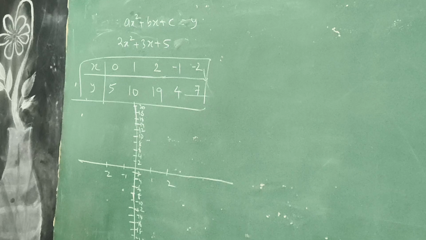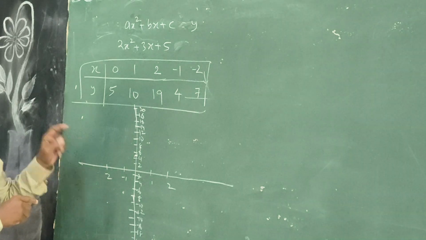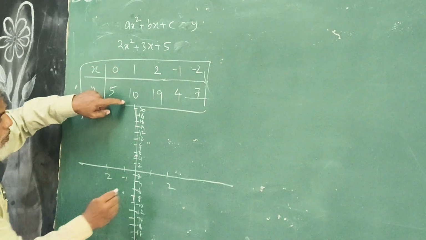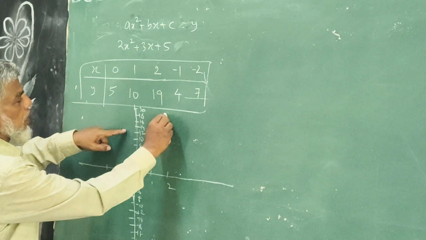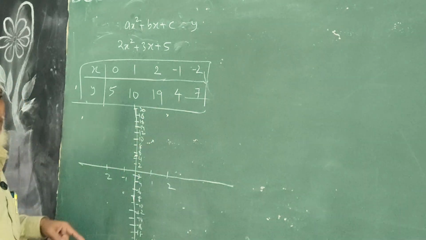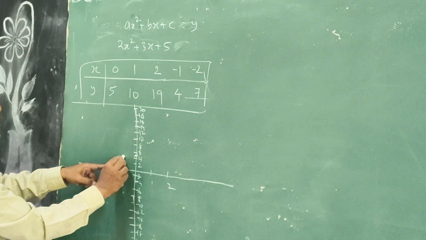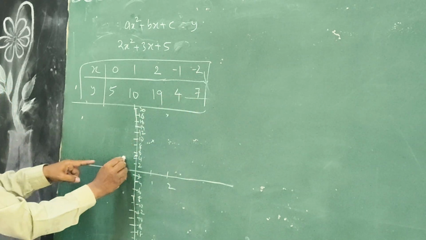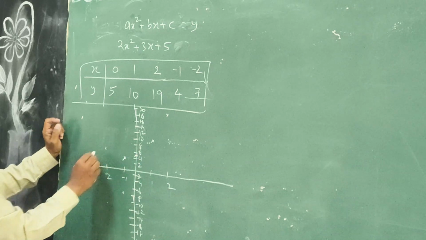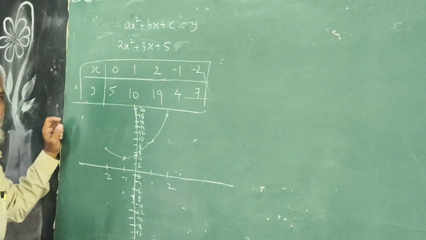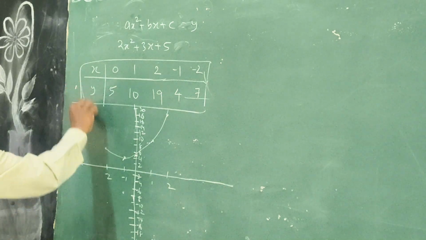0, 5. So what is 0, 5? 0, 5 is here, correct? 1, 10 is here. 2, 19 is here. And then minus 1, 4 is here. This is 4. Minus 2, 7 will be here. So the parabola will be like this. Just drawing freehand. So it will be like this.